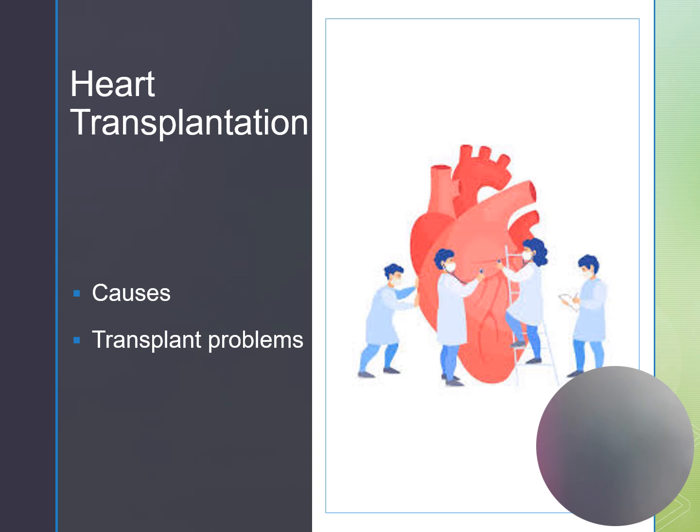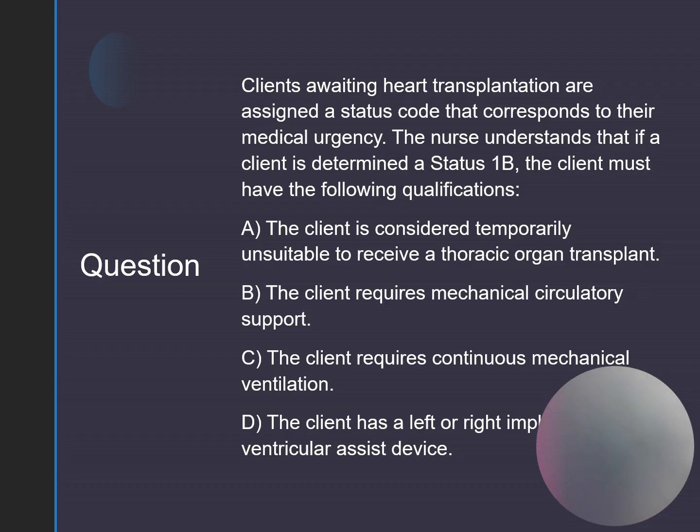And we also have to consider that there are a scarcity of donor organs. 20% of 3,000 people awaiting a heart transplant will die before the donor becomes available. Clients awaiting heart transplantation are assigned a status code that corresponds to their medical urgency.